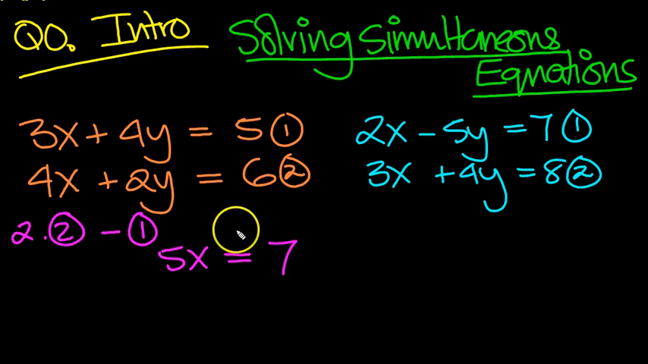5x equals 7. You can solve for x and then sub back into one of these, either this one or that one, whichever's easier, and you can get y. So that's the way around with that sort of arrangement.